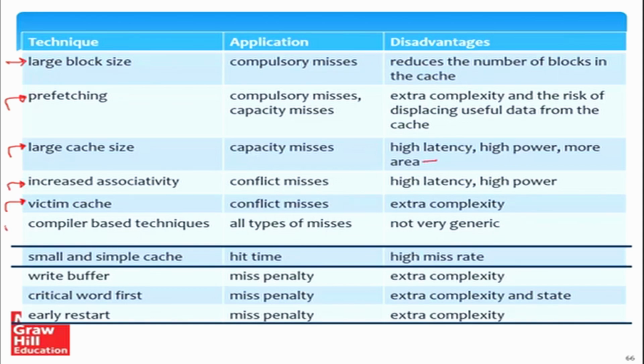We can also use compiler-based techniques to reorder the code such that cache misses get reduced. This is an advanced topic, out of the scope of this book. It's not very generic, but it's extremely effective. So after talking about the 3 C's, the 3 kinds of misses, let's talk about hit time. If we want to reduce the hit time, we go for a smaller and simpler cache, but again this increases the miss rate. So there's a trade-off here.